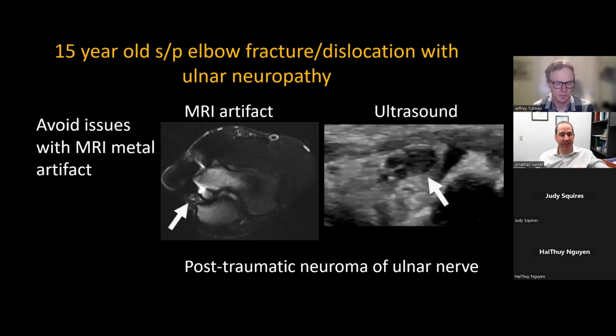How about dealing with MRI artifact? I'm sure you've gotten MR cases where there's metallic hardware and it's going to be all this artifact, very hard to see. So this patient had a history of an elbow dislocation and fracture, was treated for that, had hardware in place, but during the treatment, physical therapy, they noticed that they actually had ulnar neuropathy. So then they were now seeing a neurosurgeon to evaluate for that.